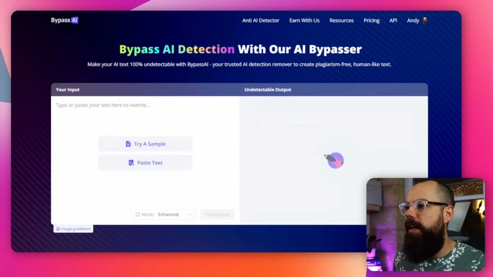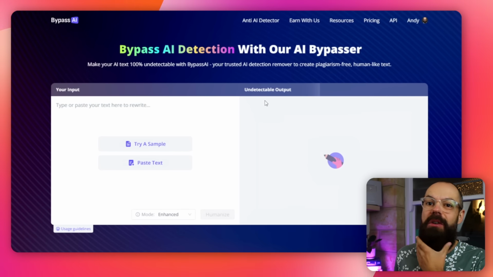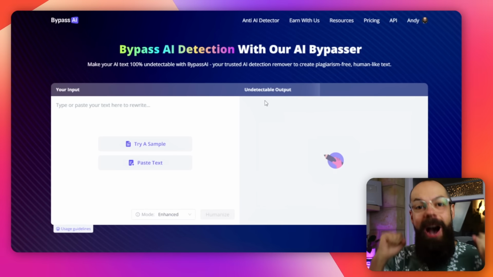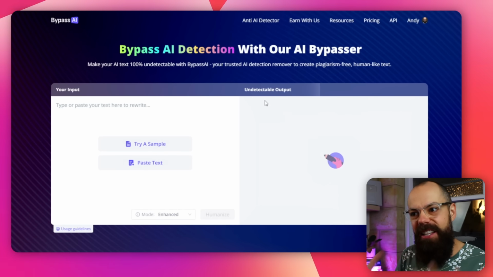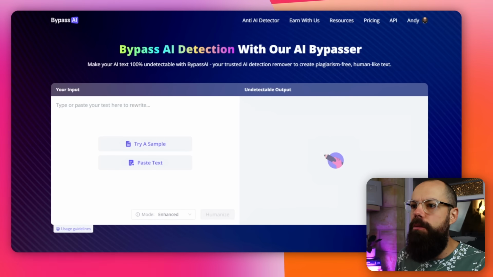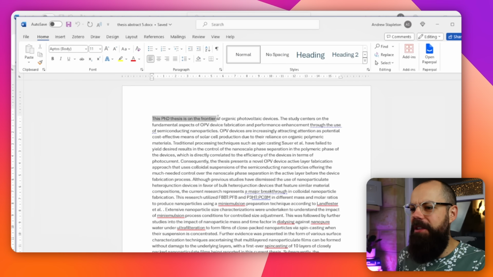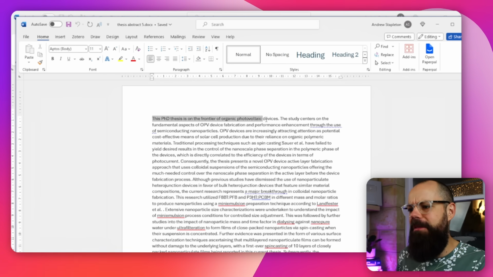So bypass AI looks like this. I actually accidentally bought a whole year's worth of subscription to this one, so that's where mainly the hundreds of dollars went. But bypass AI, I hope that you can do better than the rest of them. So once again, you put your text in here, you get this back. This was abstract number 5. Here it is here. This PhD thesis is on the frontier of organic photovoltaic devices.